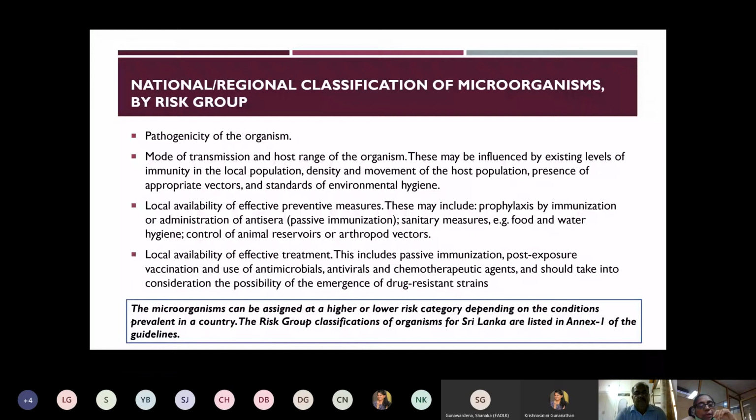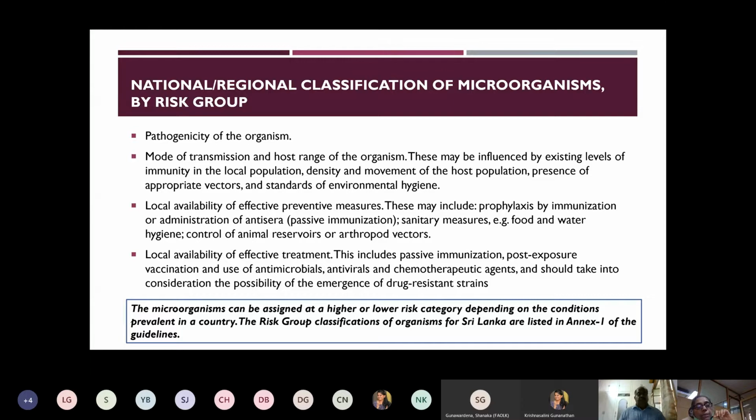Local availability of effective treatment is also very important. This may be passive immunization, post-exposure vaccination, use of antimicrobials, antivirals, and it takes into account the possibility of emergence of drug resistance. So why are we listing these factors? You don't have to worry about them, but you should know that this is how the classification is done in each country.